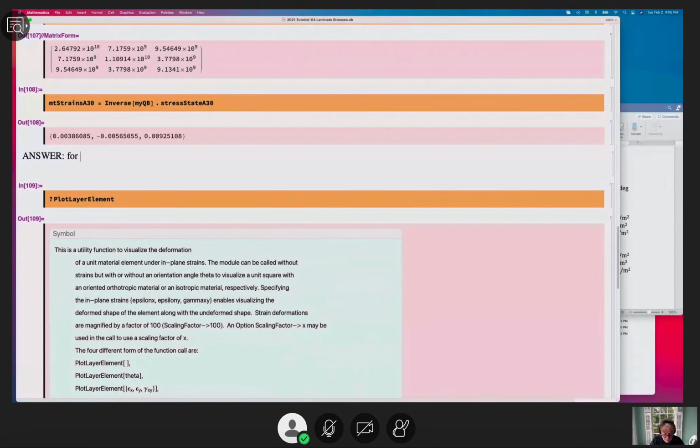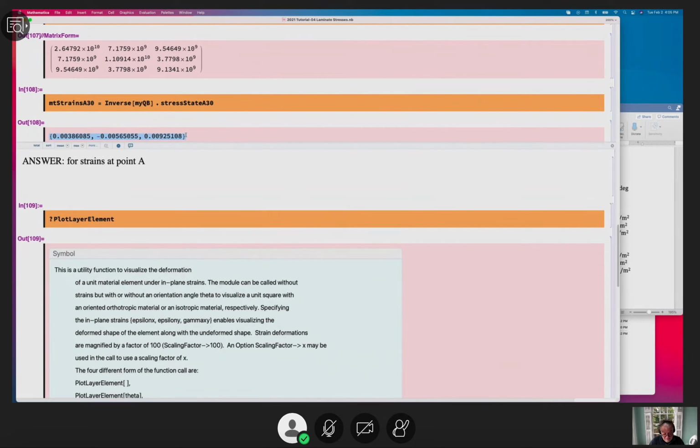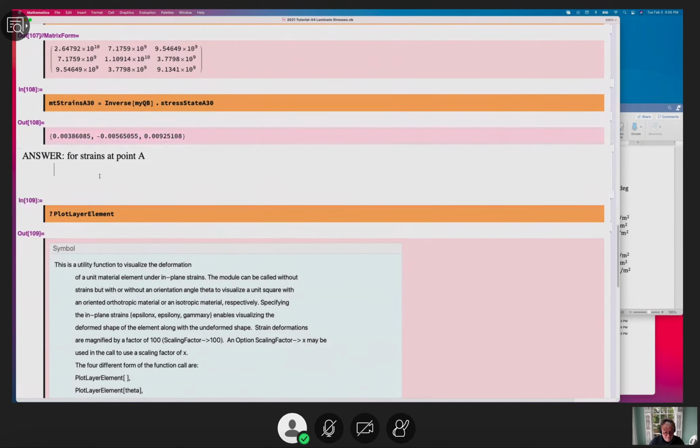Or answer for strains at point A. And you can copy this and paste it into a text cell. Put a little bit of spacing so that we can actually see it. If you want, write in front of it epsilon x, epsilon y, gamma xy.